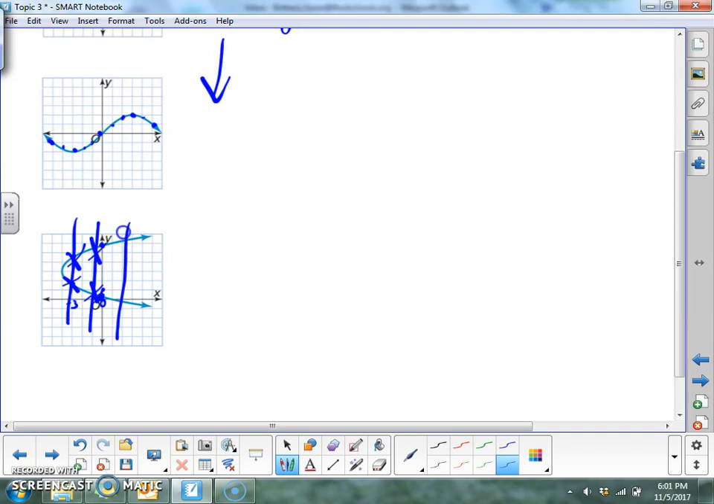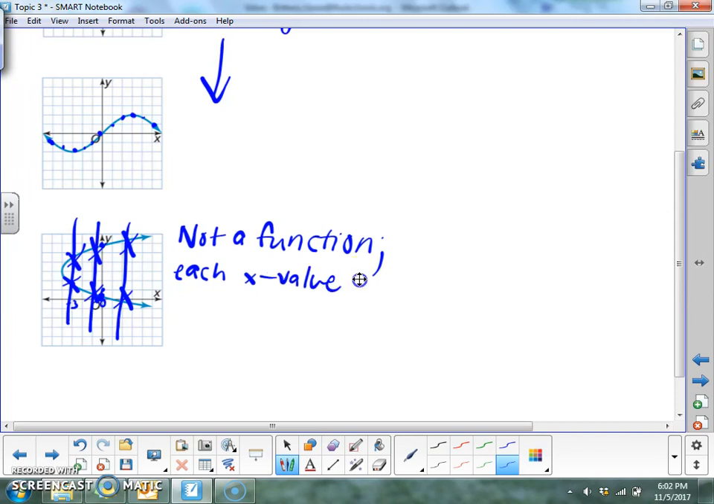I know a lot of people like to use the vertical line test just because it makes it a little easier to visually see, but you're looking at, does each x value have its own y value? For this one, it's not a function. And the reason why is each x value does not have only one y value. Okay, so that's how you can look at a graph and determine if it's a function.